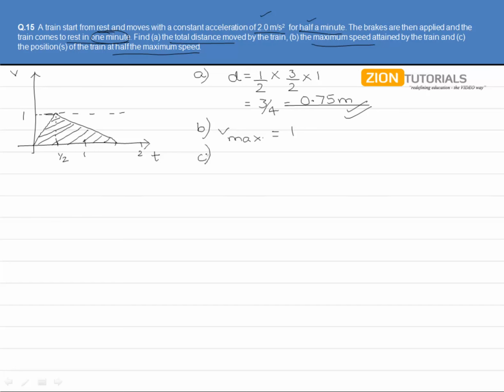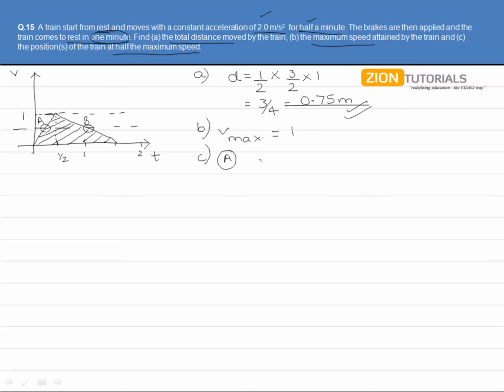Now the C part of the question, in which we have to find the position of the train at half the maximum speed. Now the maximum speed is 1, so the half will be half. So there will be 2 instances where the train will be having the velocity equal to half of the maximum speed. Marking these points as A and B respectively, let us work to find the coordinates of point A, that is the position of A.